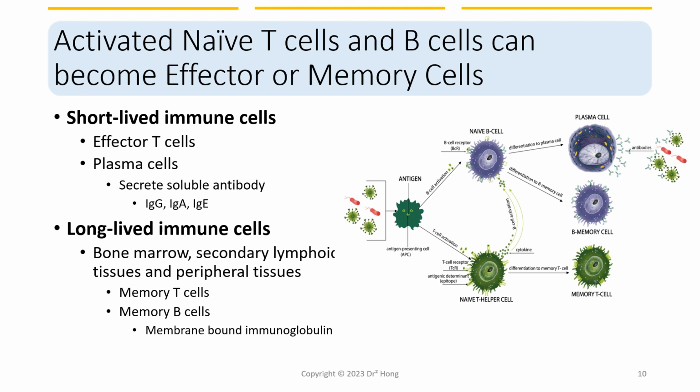Effector cytotoxic and helper T cells and plasma cells are short-lived and provide adaptive immunity during an active infection or immediately after vaccination. On the other hand, long-lived memory T cells and B cells reside in bone marrow, secondary lymphoid tissues, and peripheral tissues, and get reactivated quickly upon the secondary encounter with the same pathogen.